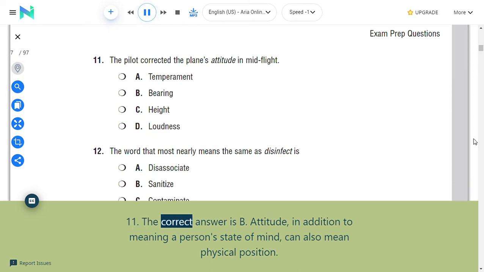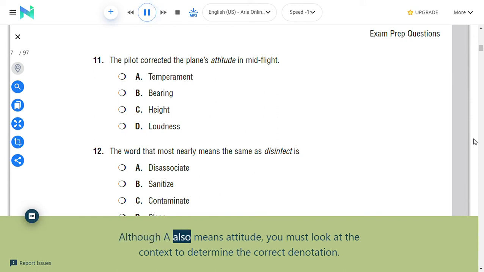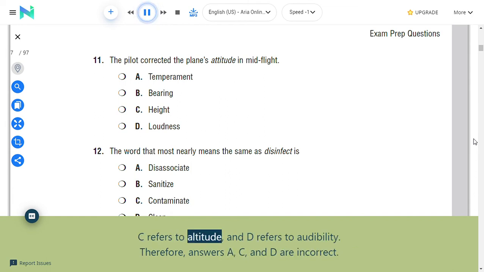11. The correct answer is B. Attitude, in addition to meaning a person's state of mind, can also mean physical position. Although A also means attitude, you must look at the context to determine the correct denotation. C refers to altitude, and D refers to audibility. Therefore, answers A, C, and D are incorrect.